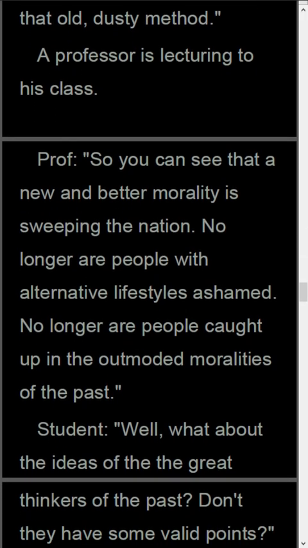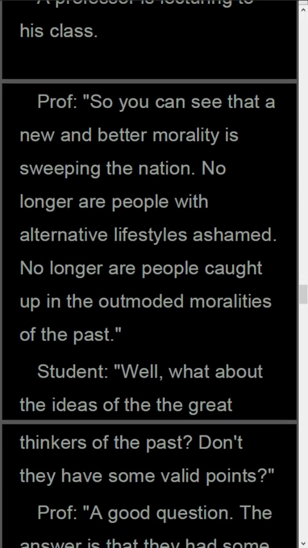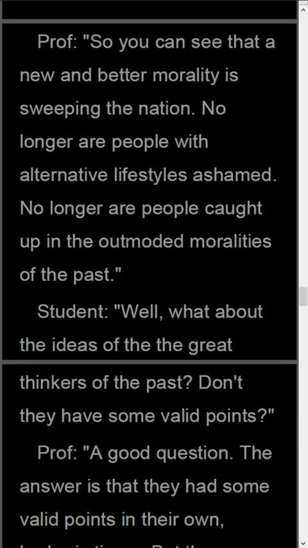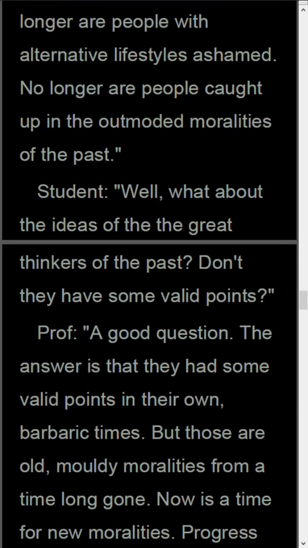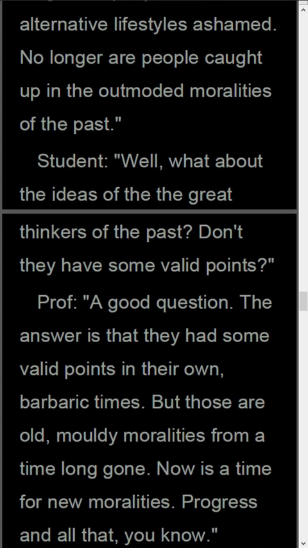So you can see that a new and better morality is sweeping the nation. No longer are people with alternative lifestyles ashamed. No longer are people caught up in the outmoded moralities of the past.